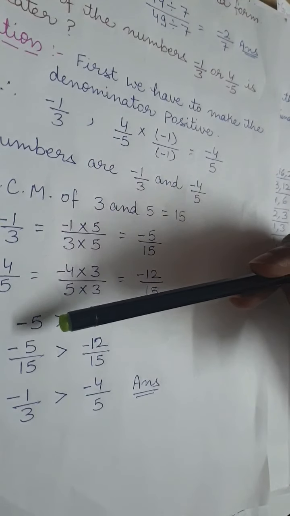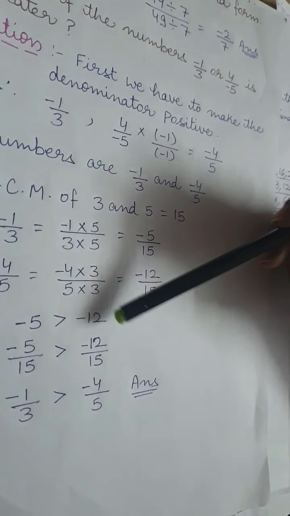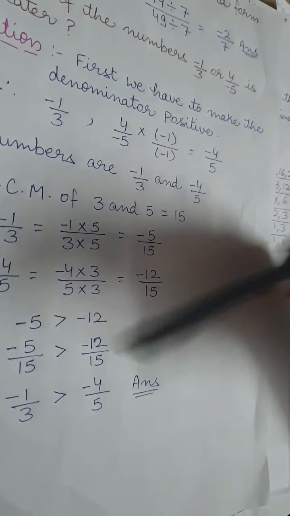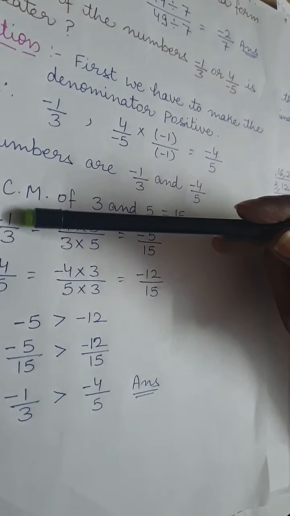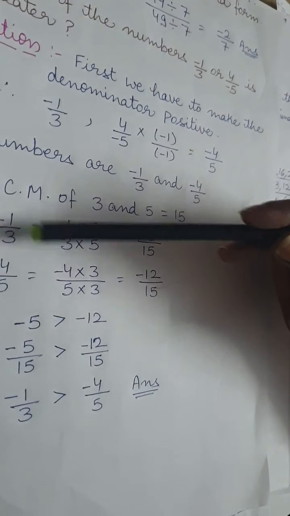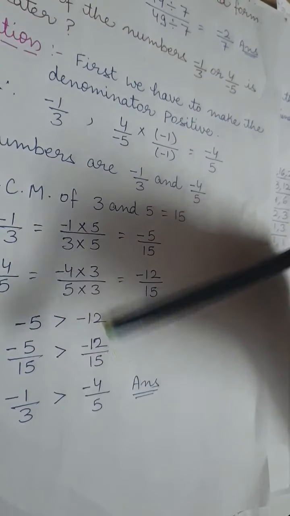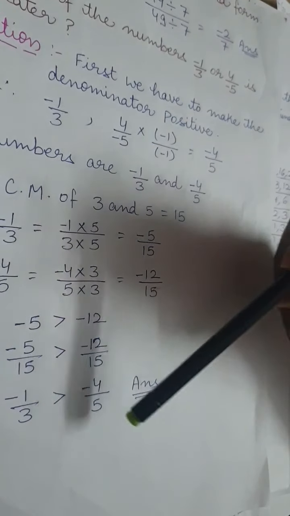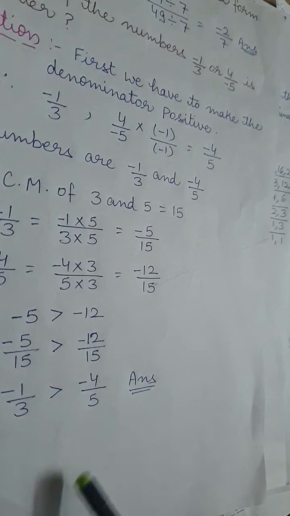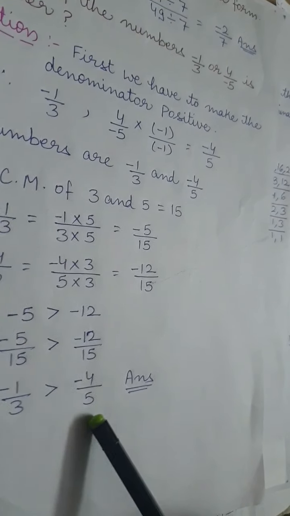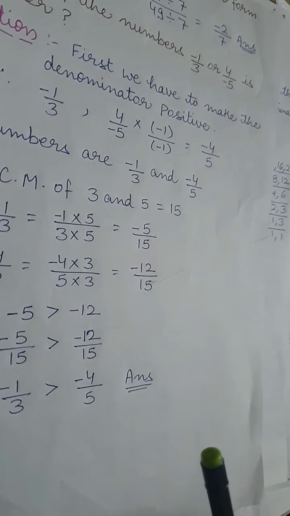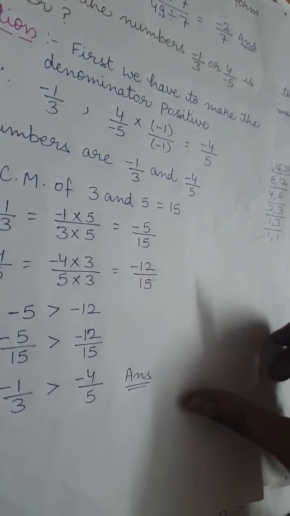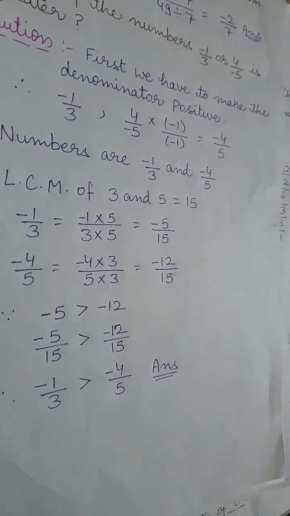So we are comparing -5 and -12. So obviously -5 is greater than -12. And what is its rational number? It represents -1/3 and -12 is represented by -4/5. So which is greater? -1/3 is greater than -4/5. Fine? Any doubt in this? If you have any doubt, just write in the comment section.